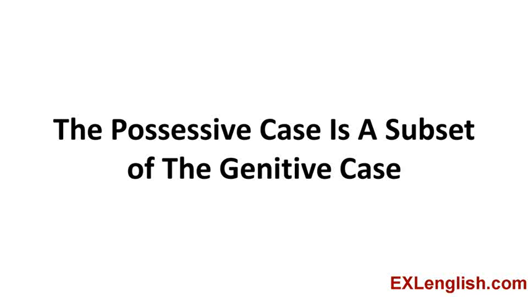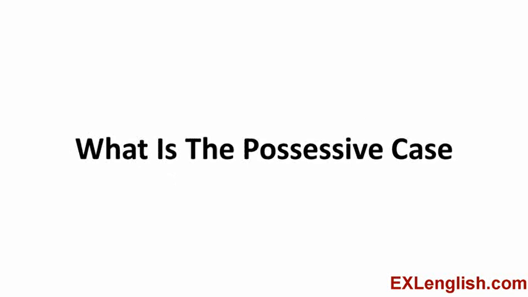Because right now, we are going to be looking at the relationship of possession between nouns. In other words, we are going to focus on the possessive case. Okay? What is the possessive case? All you need to understand right now is that the genitive case describes the relationship between nouns. And the possessive case is used when you want to indicate possession between the nouns.